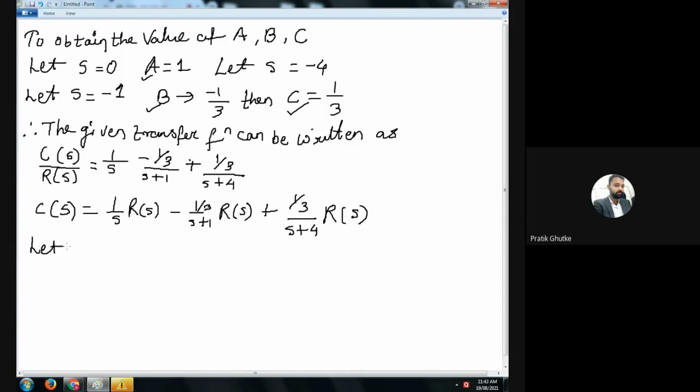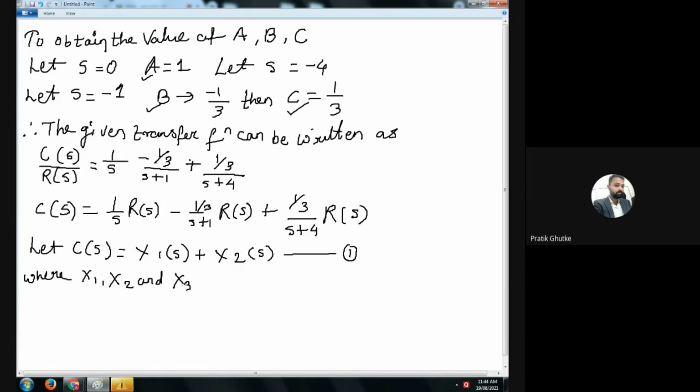Let C of s equal x1 of s plus x2 of s plus x3 of s. This is my equation number 1. This is the assumption I have made, where x1, x2 and x3 are canonical state variables.